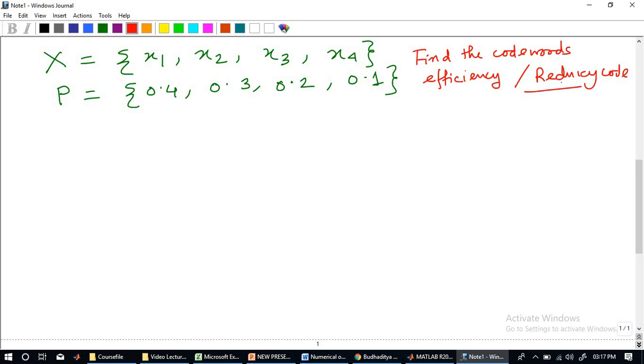All these numericals will have these 3 components: code word, redundancy and efficiency. So all these are common. So even if I don't write, you have to find them. So what we are going to do is we will first do that classification using alpha.